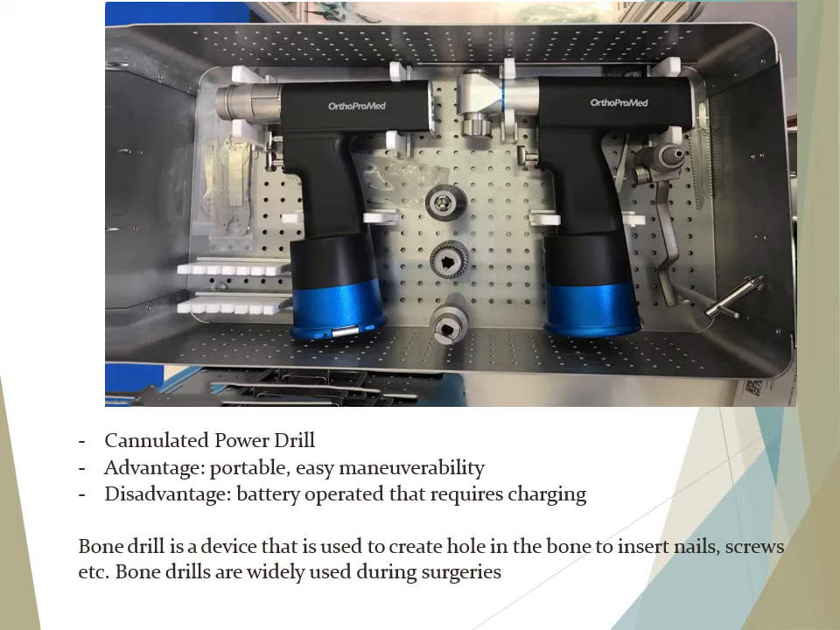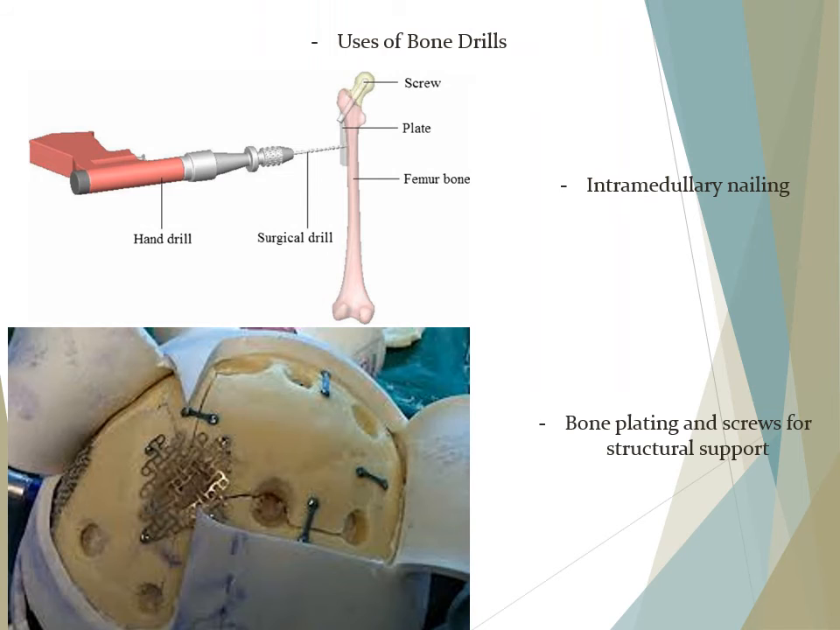So this one, it's not connected to a power source, but it has a battery. You've seen a lot of this. We have power tools in the house that have batteries, but again, they have a finite life cycle because of the batteries. But this is a good trade-off between the fully powered and the manual: the battery operated. So here's an example of the bone drill being used. You can see the bone being drilled, and then you're putting in your nail, your plate, so that there'll be support.